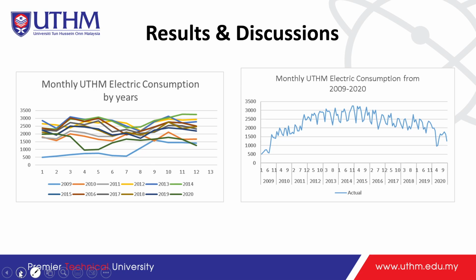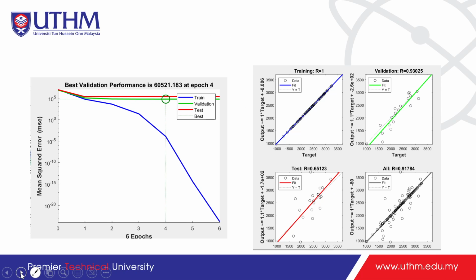And then these are the results that we have. The monthly UTHM electricity consumption is plotted by years, in total 12 years. This is a collection of time series data from year 2009 to 2020, monthly data. These are all kinds of graphs that can be obtained from MATLAB.